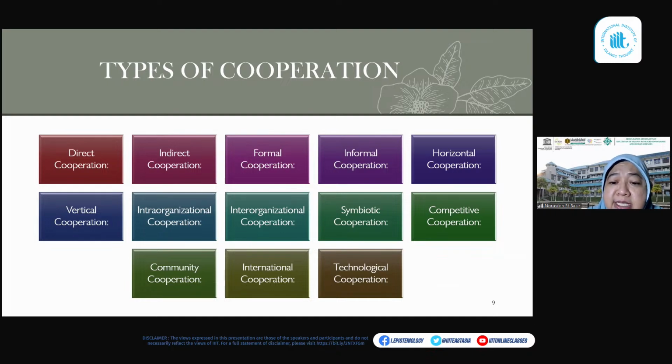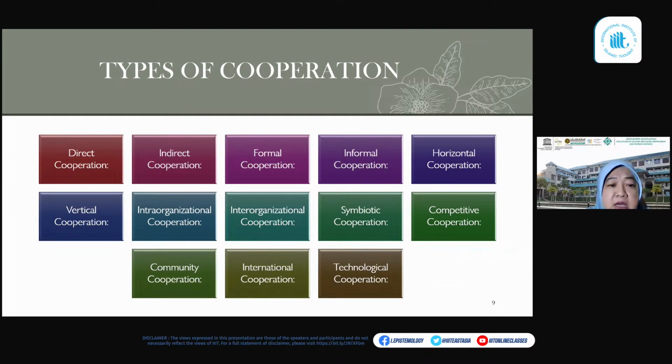Informal cooperation is more unstructured cooperation. Normally, it is spontaneous collaboration, but based on mutual understanding and goodwill. Like in Malaysia, we have the rukun tetangga, this cooperation among the members of the neighborhood for monitoring the safety of the neighborhood. Then horizontal cooperation is the cooperation among those of the same hierarchical level. And vertical cooperation is a collaboration between individuals or groups of different hierarchical levels that normally involves a power dynamic.